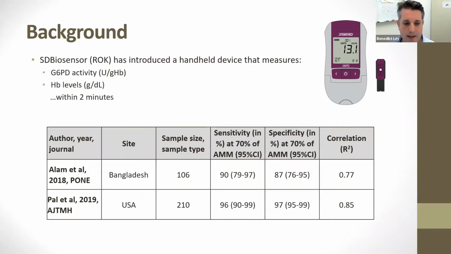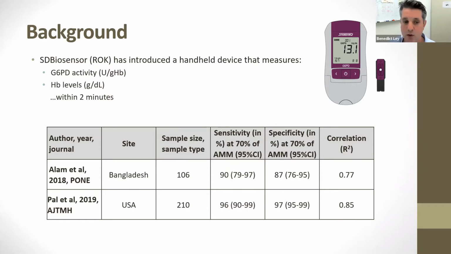A couple of years ago, SD Biosensor from South Korea first introduced a handheld quantitative G6PD diagnostic that would address these shortcomings. You can see a picture of the device on the top right-hand side of the slide. The test requires a total of 10 microliters of blood that is added to a lysis buffer, and 10 microliters of the blood buffer solution are then added to the machine. The machine then presents G6PD activity in units per gram Hb, as well as Hb readings in grams per deciliter within 2 minutes.